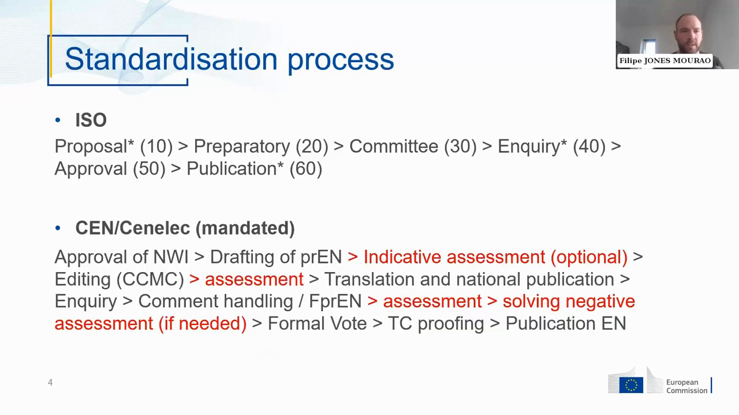Okay, so in terms of the standardization process, you have here on the slide the prototypical standardization process of ISO. You have a proposal, there's a preparatory stage where the draft is discussed, then you have the committee stage and an inquiry, then an approval, and if there's approval, you have the publication. Okay, and it's very similar in CENELEC, where you have a new work item that is approved. That's the proposal. You have the drafting of the proposed European norm. That's the preparatory stage. I'm going to skip the red text for now. You then have editing. You have translations and national publication for a national inquiry. So the national standards bodies get to send comments. Those comments are handled until you get to a stage of the final proposed European norm. And then you have a formal vote and you have final editing and publication again. So basically they follow the same procedures where you have an idea that is discussed, it goes through a stage of feedback, and then it is approved and published.